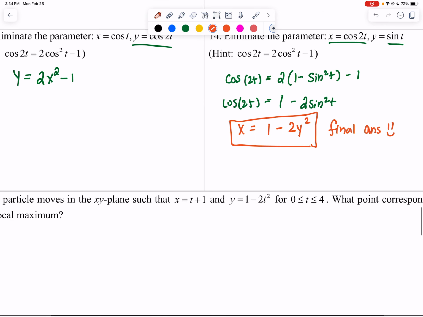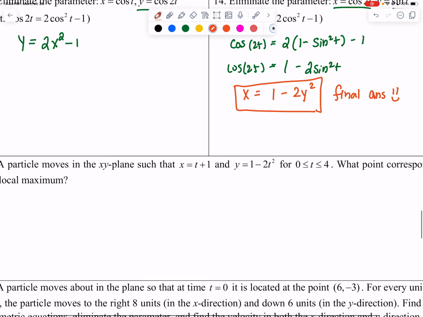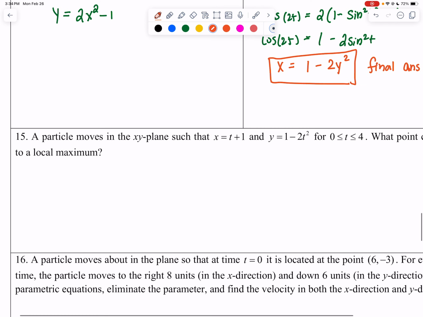15. A particle moves in the xy plane such that x is equal to t plus 1 and y is equal to 1 minus 2t squared for t from 0 to 4. What point corresponds to a local maximum? So far, we don't know anything about the calculus way of parametric equations, but we will eventually learn what to do. But for now, we are going to have to eliminate the parameter because I don't know how to take the derivative of parametric equations. I mean, I do, but find out what dy dx is.